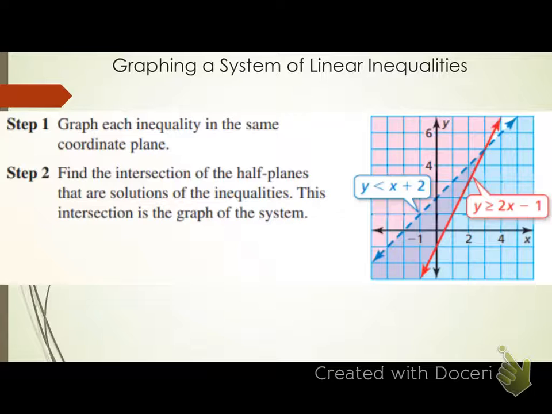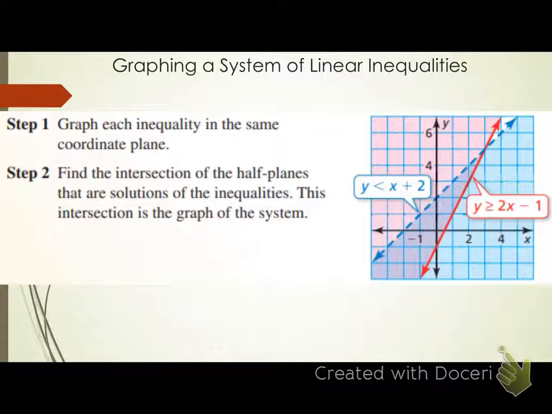Okay? So let's look at a little graphic of that. Step 1, graph each inequality in the same coordinate plane. Find the intersection of the half planes that are solutions of the inequalities. This intersection is the graph of the system. So here's our example right here. I have y is greater than or equal to 2x minus 1. So here's that line. If I was just graphing that one by itself, I would shade above it because it's greater than, correct?